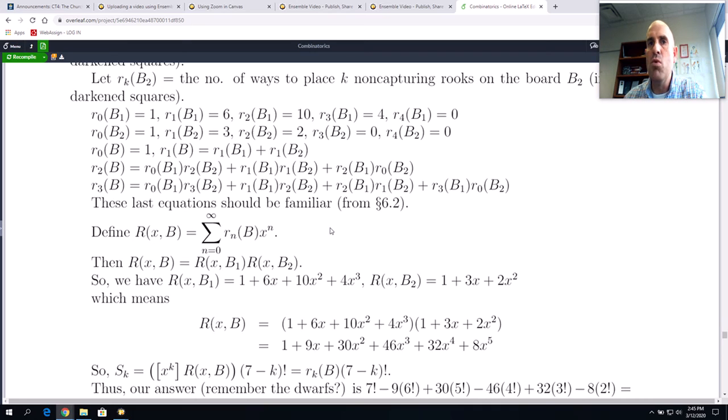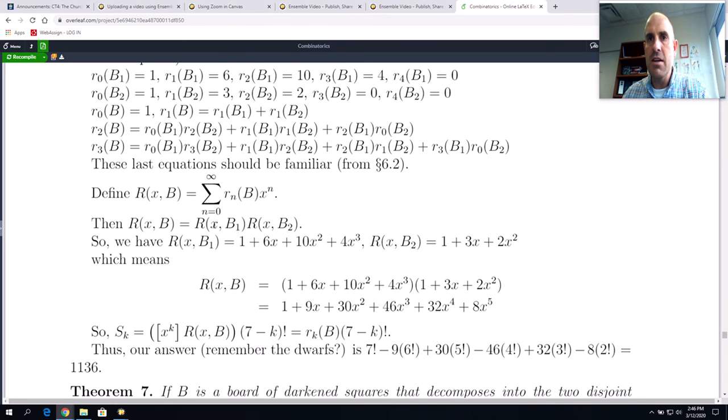And what's miraculous is that R0 of B is R0 of B1 times R0 of B2. R1 of B is R1 of B1 times R0 of B2 plus R1 of B2 times R0 of B1. That's exactly what you get if you multiply together the rook polynomials of B1 and B2.